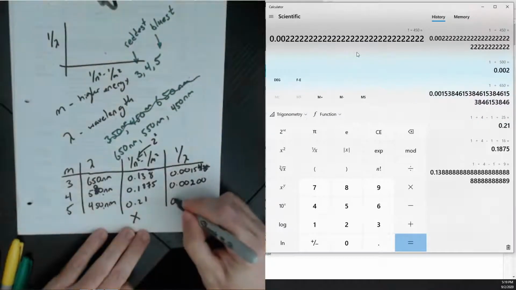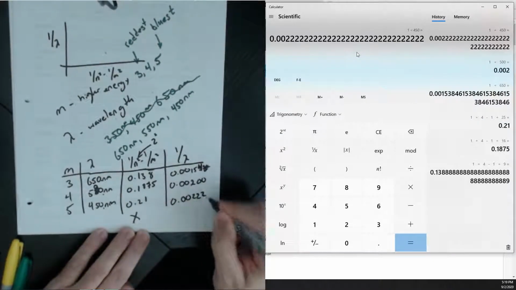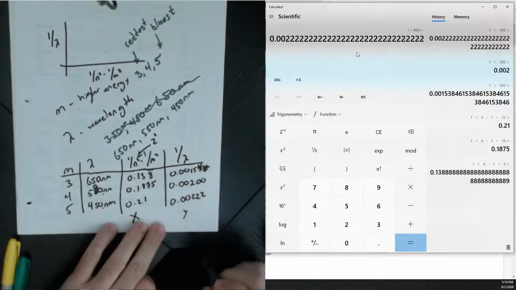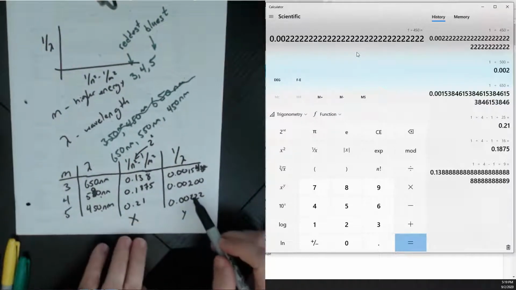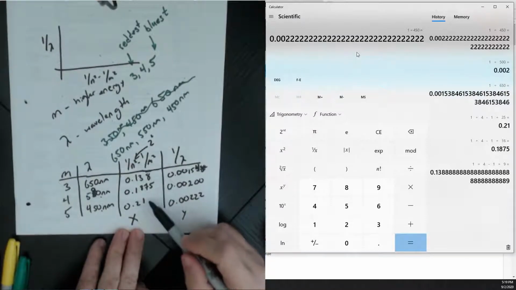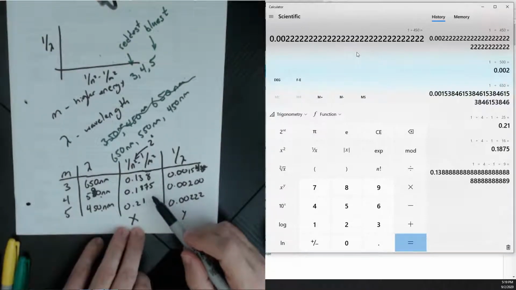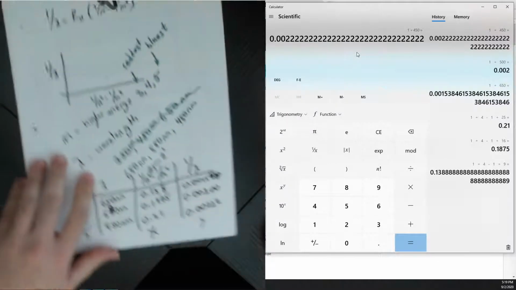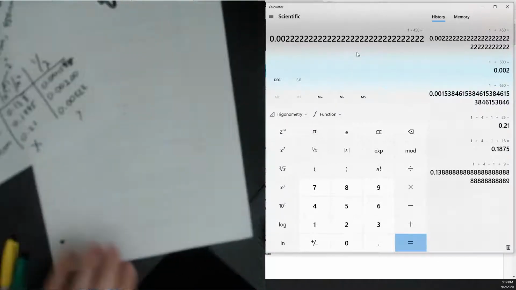And that would be 0.00222. All right, so these are our y values: 1 over lambda and how that changes in response to 1 over n squared minus 1 over m squared. So that is what you would be plotting on your graph. Okay, so let's keep those numbers handy.